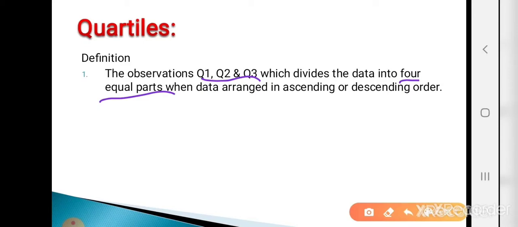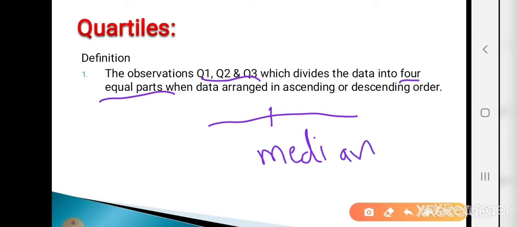In the last lecture, we already learned the definition of median. What is meant by median? Median is the middlemost observation which divides the data into how many equal parts? Two equal parts when data is arranged in ascending or descending order.